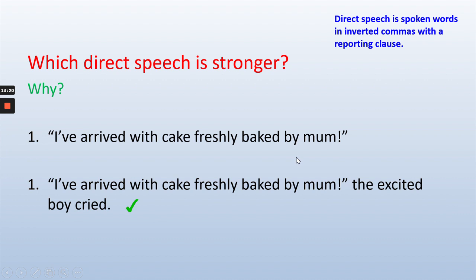How did you go? Did you have number 2? Do you see how number 1 doesn't say who's talking? It doesn't have a reporting clause. "I've arrived with cake freshly baked by Mum," the excited boy cried. "The excited boy cried" is the reporting clause and it tells us who is speaking.